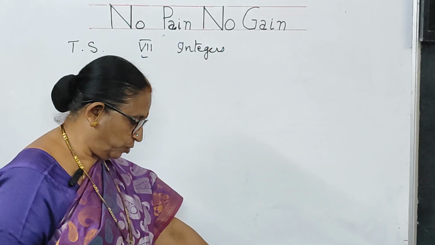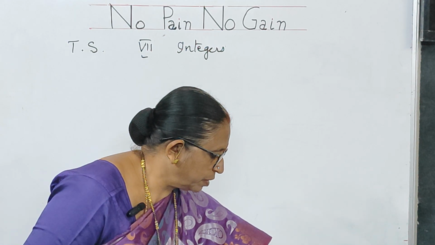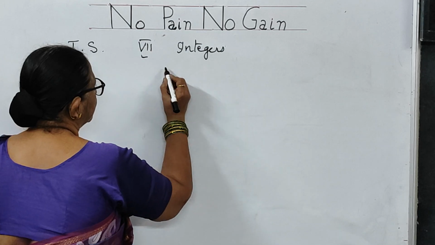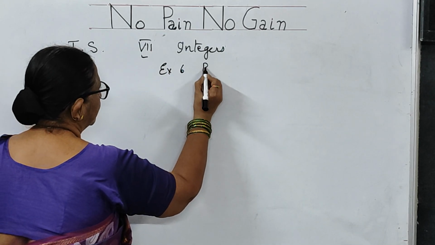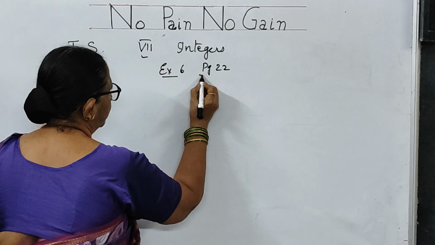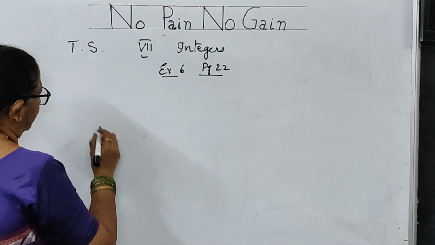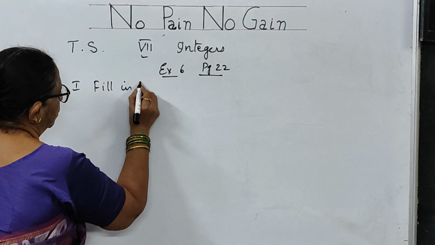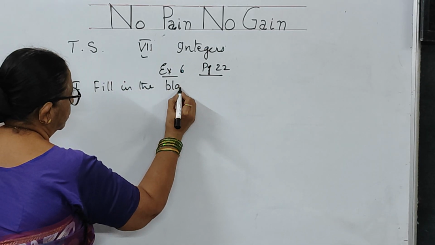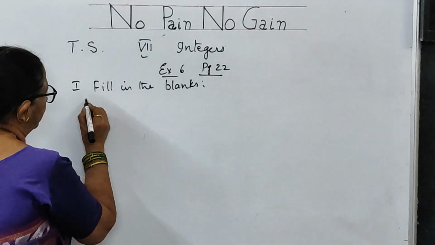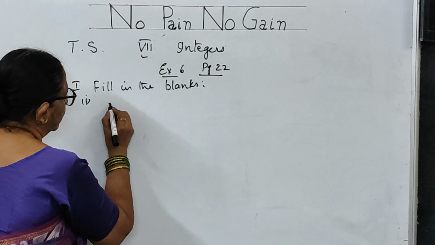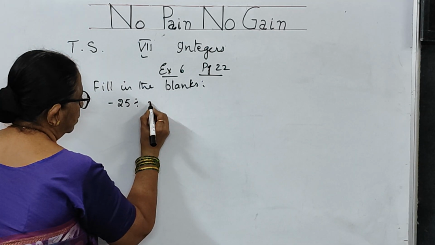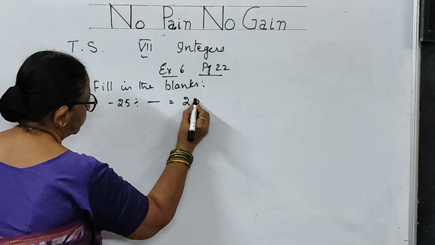So now we will come back to the next one. In page 22, children, you have exercise 6. What is this exercise 6, children? This only has a few problems of fill in the blanks. Let us see them one by one. What is the first bit? Minus 25 divided by dash is equal to 25.